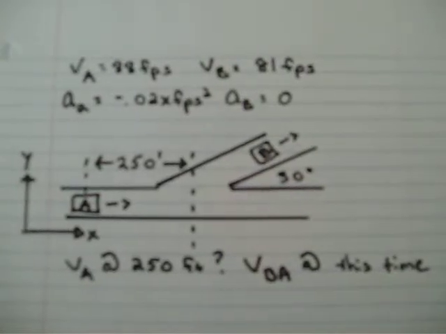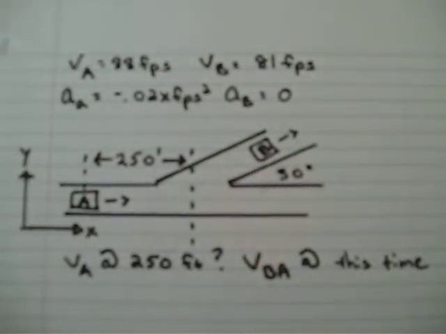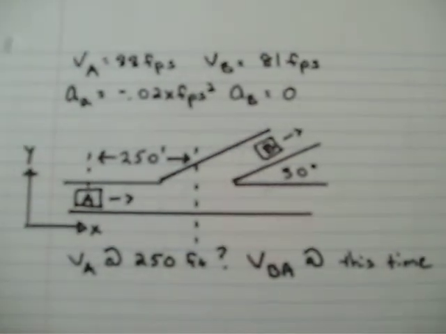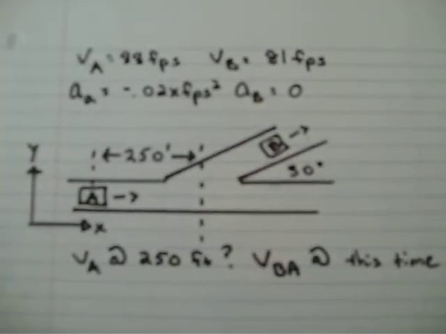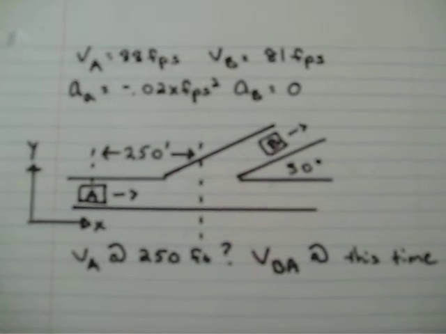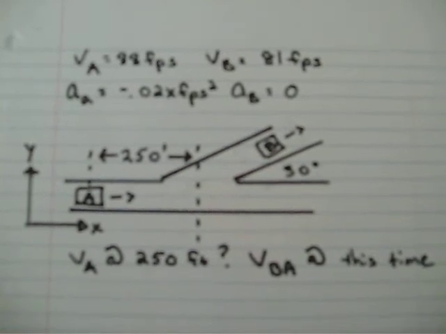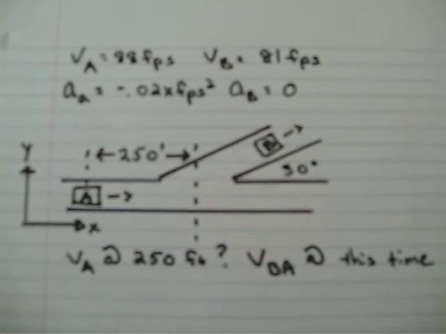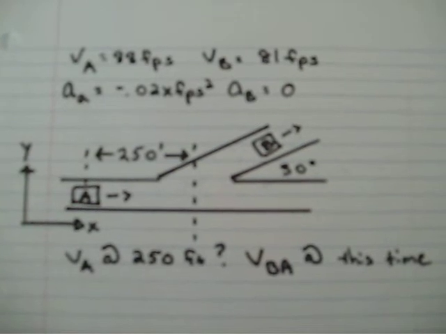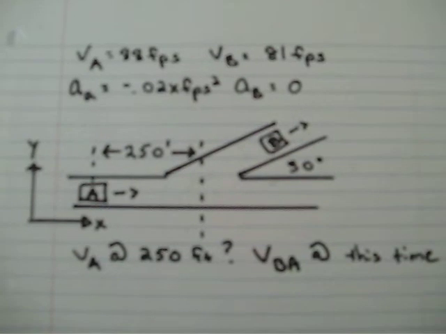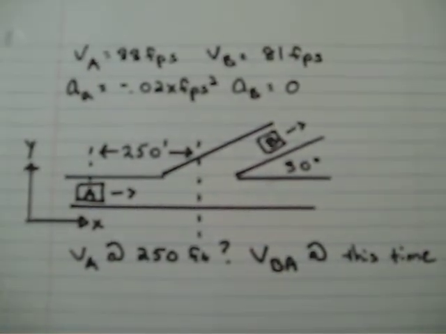So in this problem, we have vehicle A traveling at 88 feet per second, vehicle B traveling at 81 feet per second, and the acceleration of A is negative 0.02x feet per second squared, and the acceleration of B is 0. That means the velocity of B remains constant at 81 feet per second, and the velocity of A is decelerating as a function of distance.